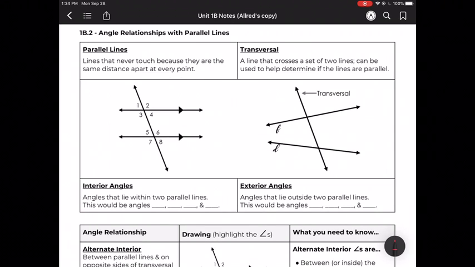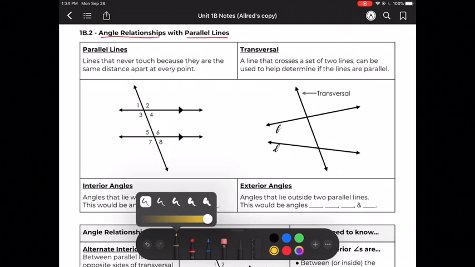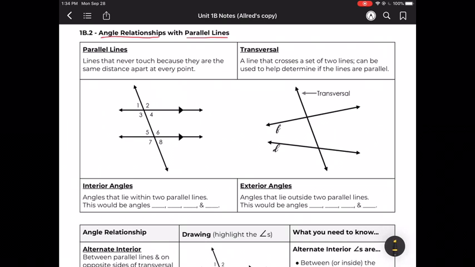In this lesson video, we're going to be discussing angle relationships, specifically with parallel lines. So I want you to remember what we define as parallel lines. Parallel lines are lines that never touch because they're the same distance apart at every point. So in our diagram here, these lines are parallel lines.